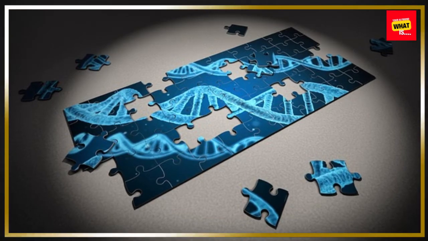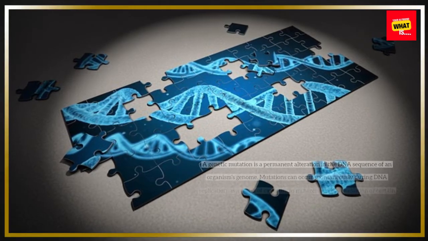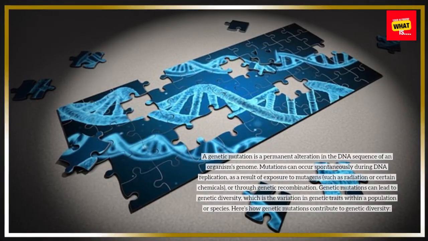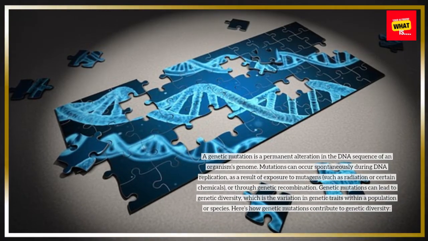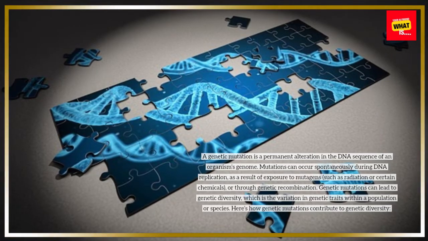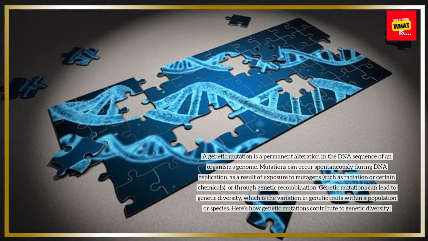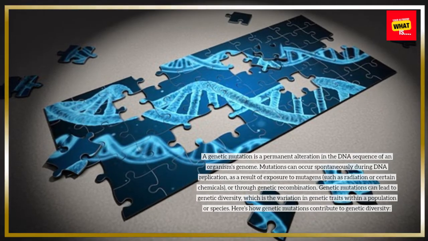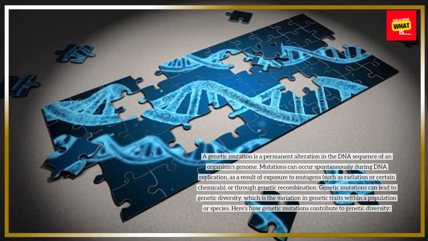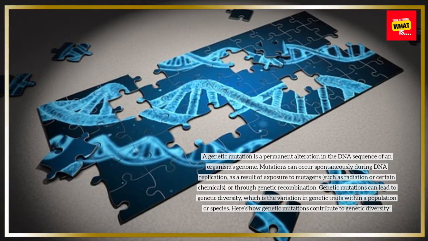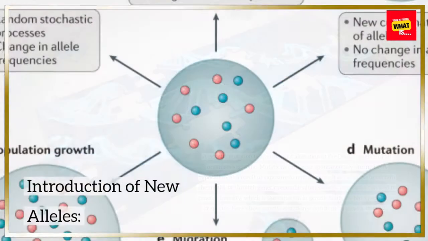A genetic mutation is a permanent alteration in the DNA sequence of an organism's genome. Mutations can occur spontaneously during DNA replication, as a result of exposure to mutagens, such as radiation or certain chemicals, or through genetic recombination. Genetic mutations can lead to genetic diversity, which is the variation in genetic traits within a population or species. Here's how genetic mutations contribute to genetic diversity.